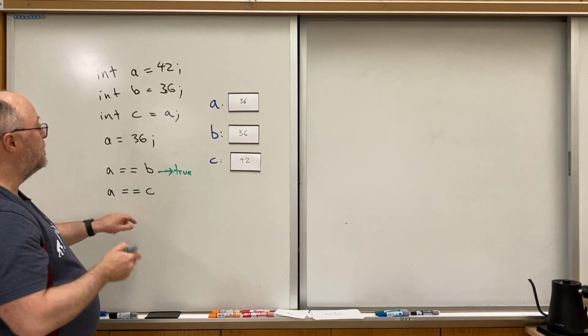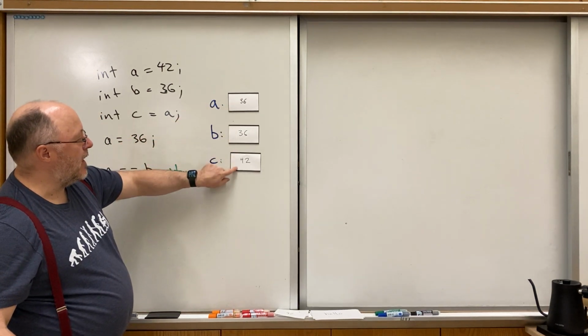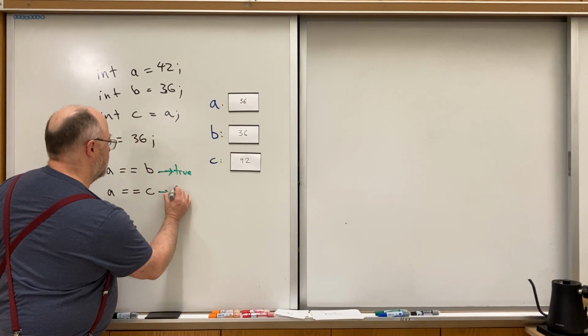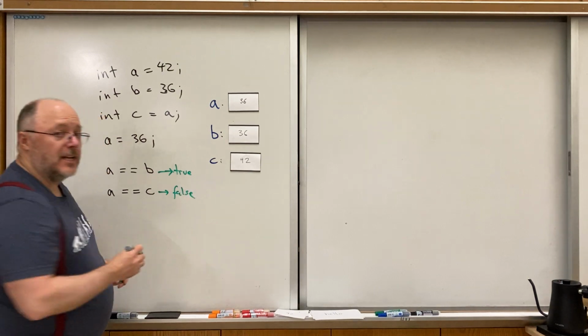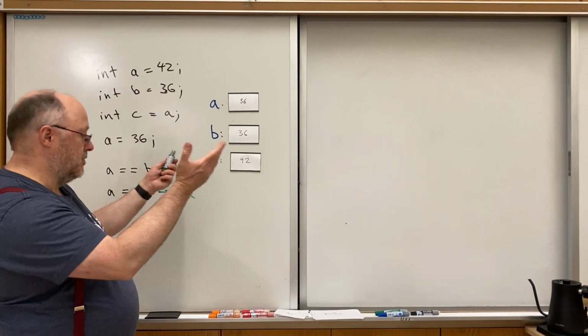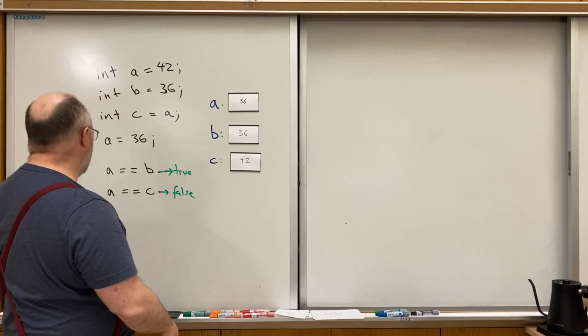Now, A equals C, we look at the value in A and the value in C, and they're different, so that comparison gives us false. That should be not super surprising if you understand ints, and there's no great mystery there.